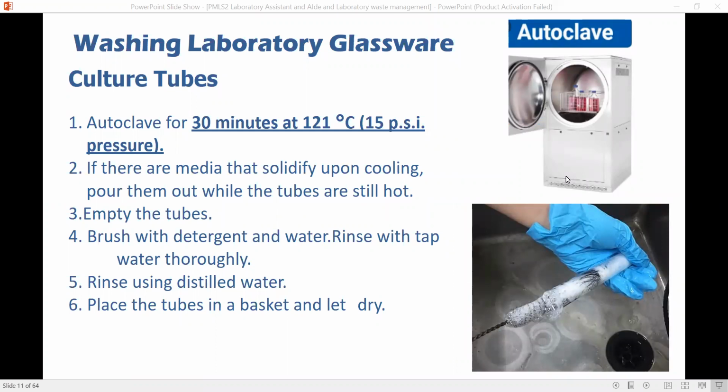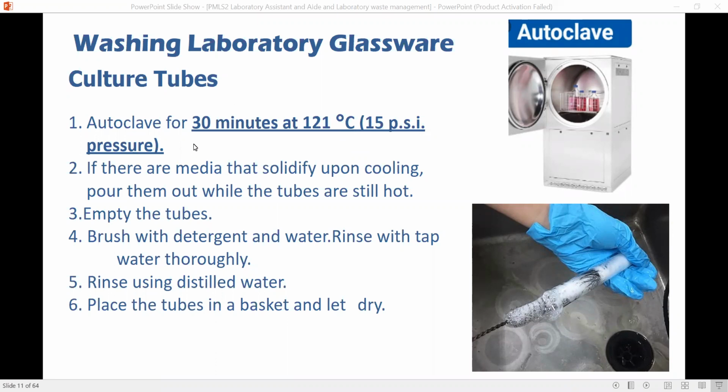So very important is you have to autoclave first. Autoclave mo muna to kill all the microorganisms present. 30 minutes yan, at 121 degrees Celsius, 15 pounds per square inch pressure. Pag sinabi mong 121 degrees Celsius, mas mainit pa sa boiling temperature. Kaya talagang patay lahat, kahit spore formers, kahit yung bacterium na mahirap mamatay, when you autoclave, patay lahat yan.